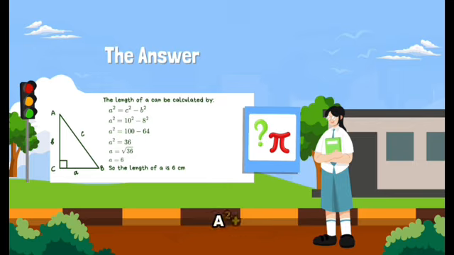A squared plus 64 equals 100. Subtract 64 from both sides. A squared equals 36. Take the square root of both sides. A equals 6. So, the length of a is 6 centimeters.